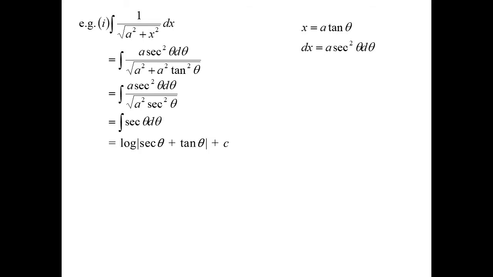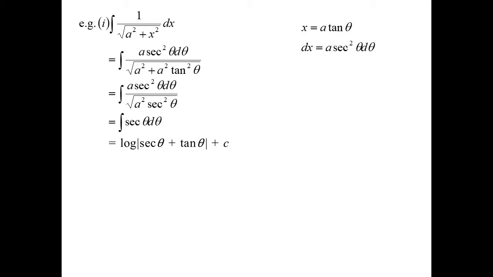Now, this is actually one of our standard integrals, but let's do it via the substitution to prove what it is. So we've got a squared plus x squared. I'm going to use a tan theta, which means dx is a sec squared theta d theta. Let's sub it all in. So on the top, a sec squared theta d theta, square root of a squared plus a squared tan squared, which is a squared sec squared, which is a sec. So I'm saying a sec squared divided by a sec, so I'm left with just sec theta. The integral of sec theta, which you recall is the log of sec plus tan.